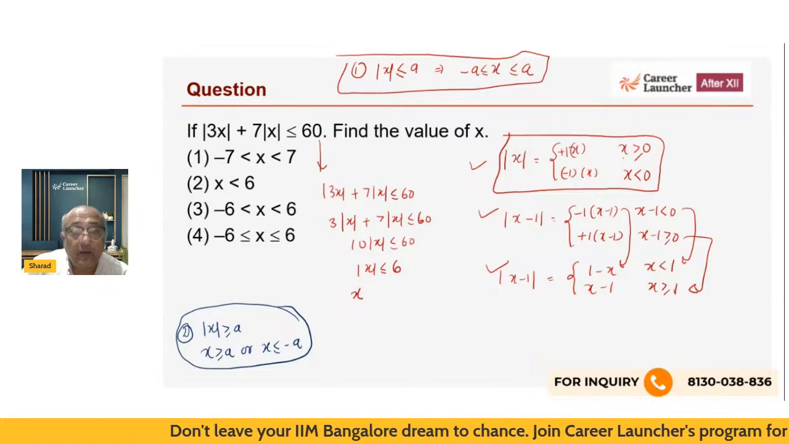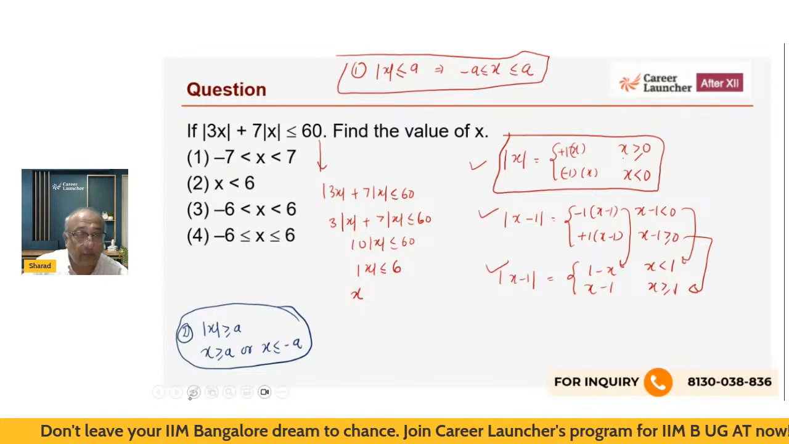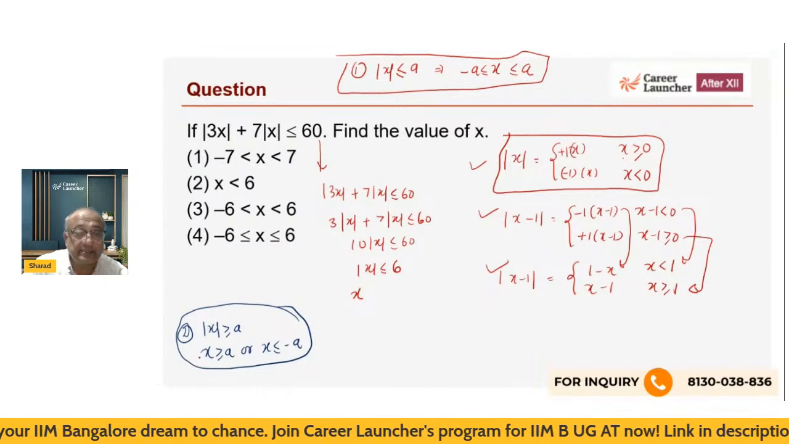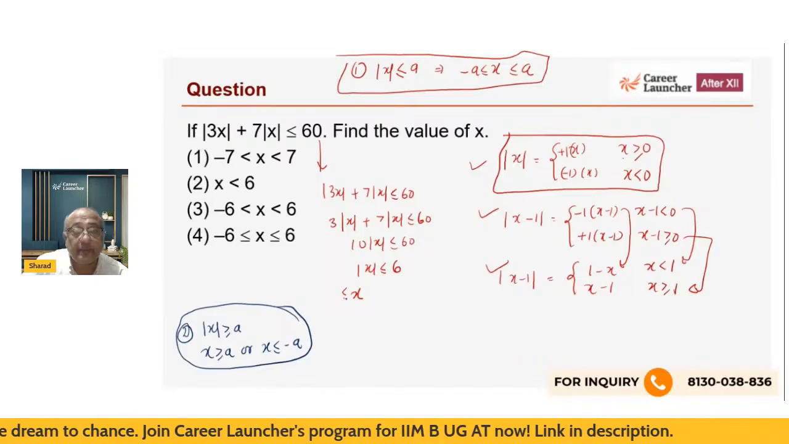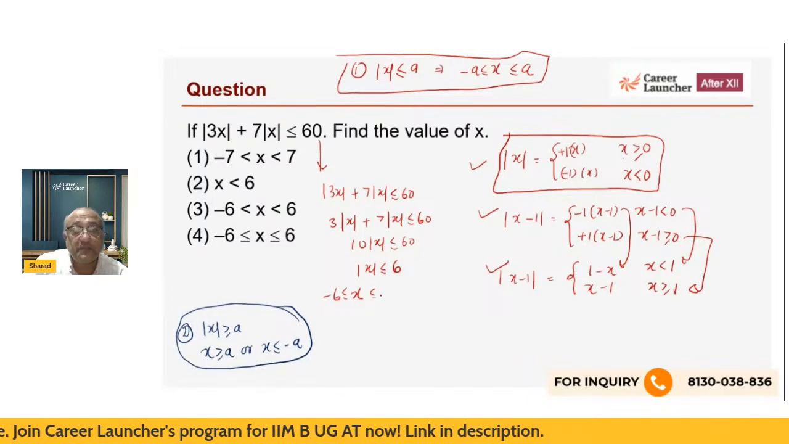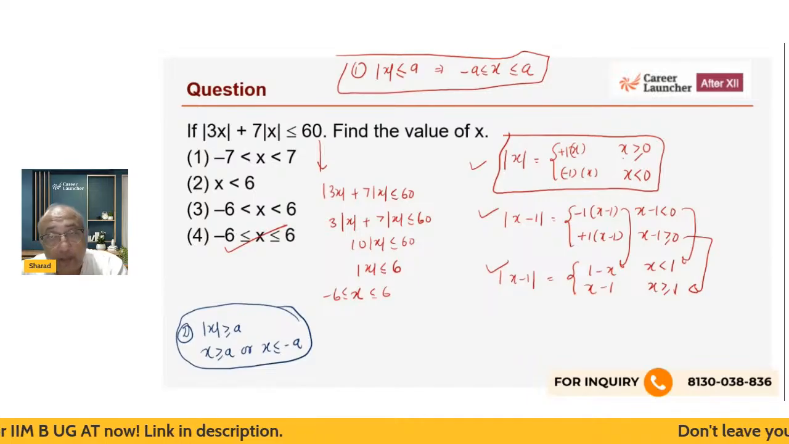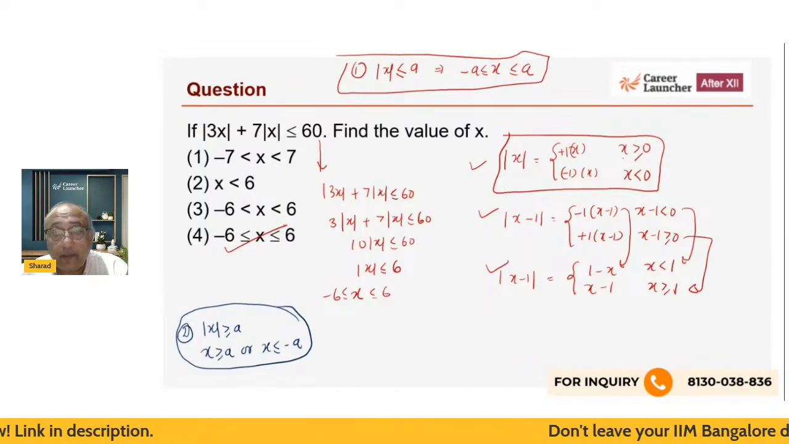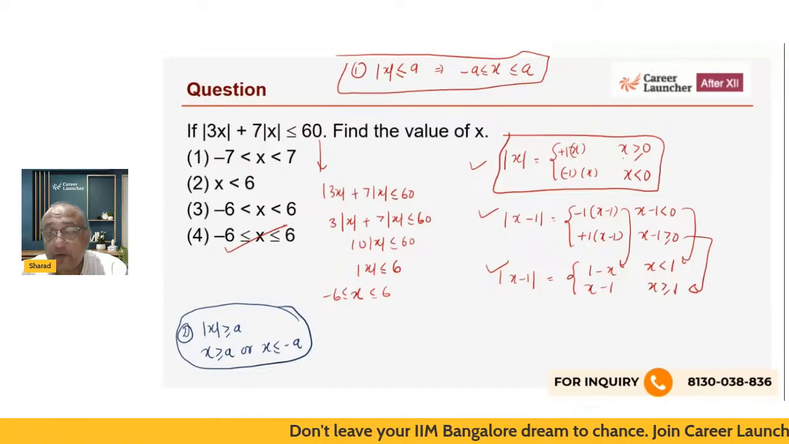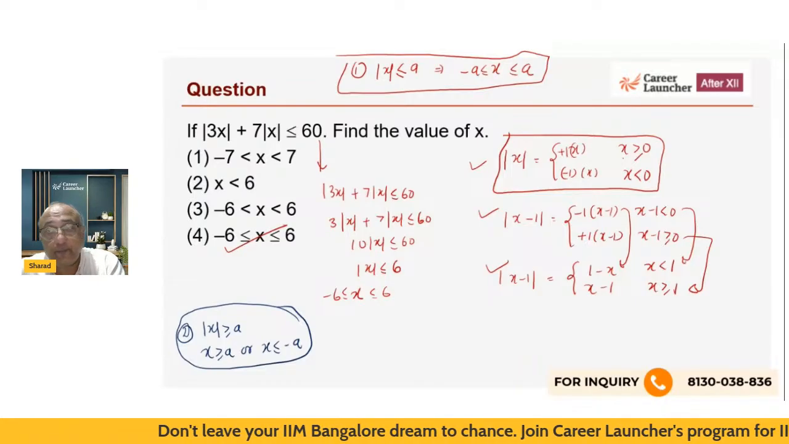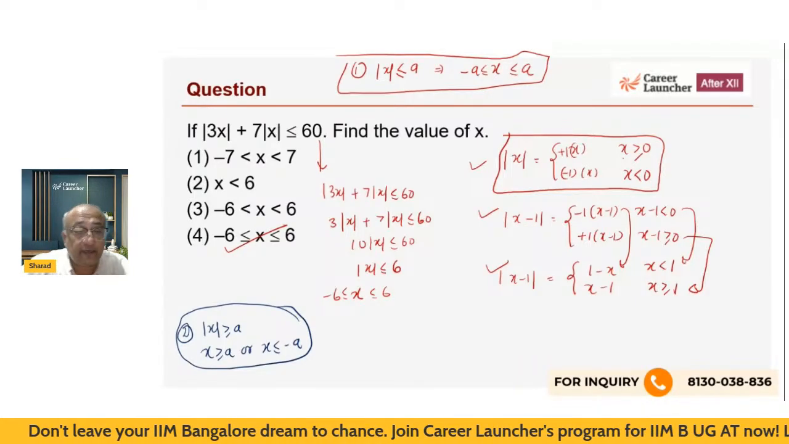From here now my concept is okay. I know this. I can simply write x is between minus 6 to 6 and mark this answer and move ahead. Understood? Hopefully, Shivanshi, you have got this modulus question correct. Is it clear?